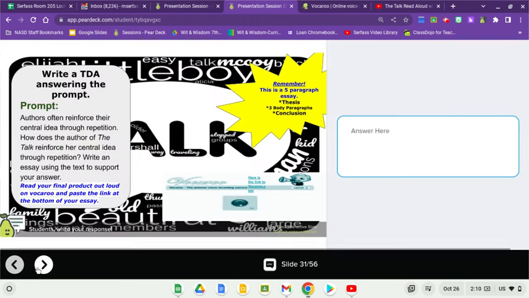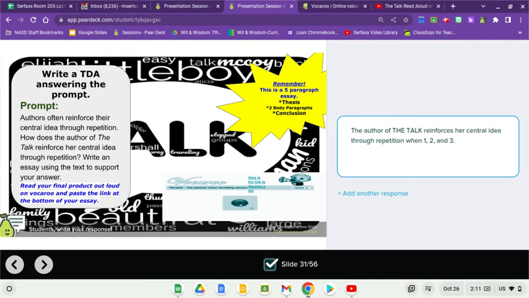So now you've got a chance to write your own TDA. Whenever you have to write a text-dependent analysis, you have to find what the question or the command is and turn it into a statement. So how does the author of the talk reinforce her central idea through repetition? Well, you would just get rid of how, get rid of does, and write: the author of the talk reinforces her central idea through repetition when 1, 2, and 3, period.